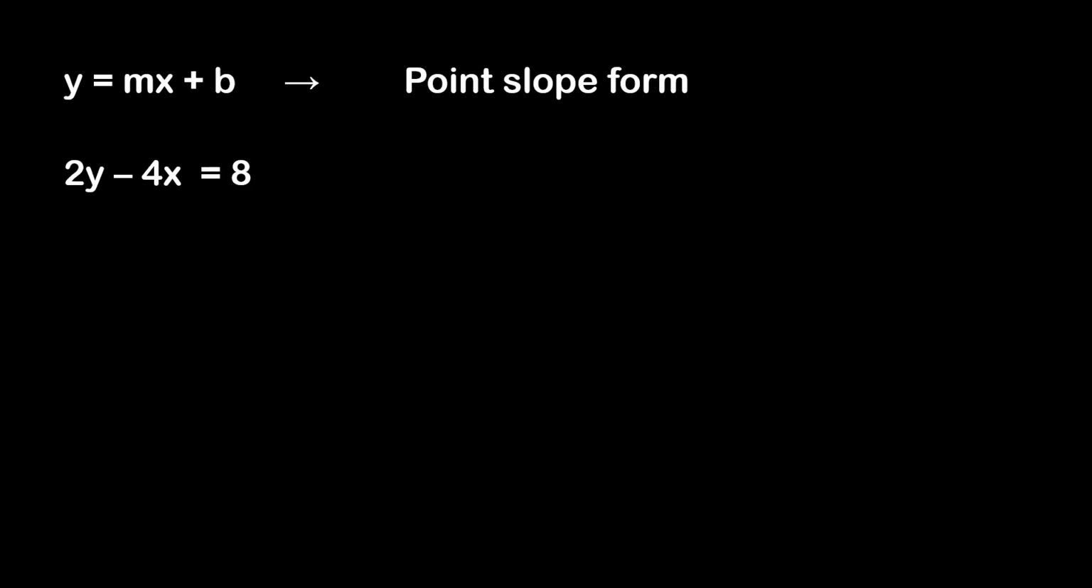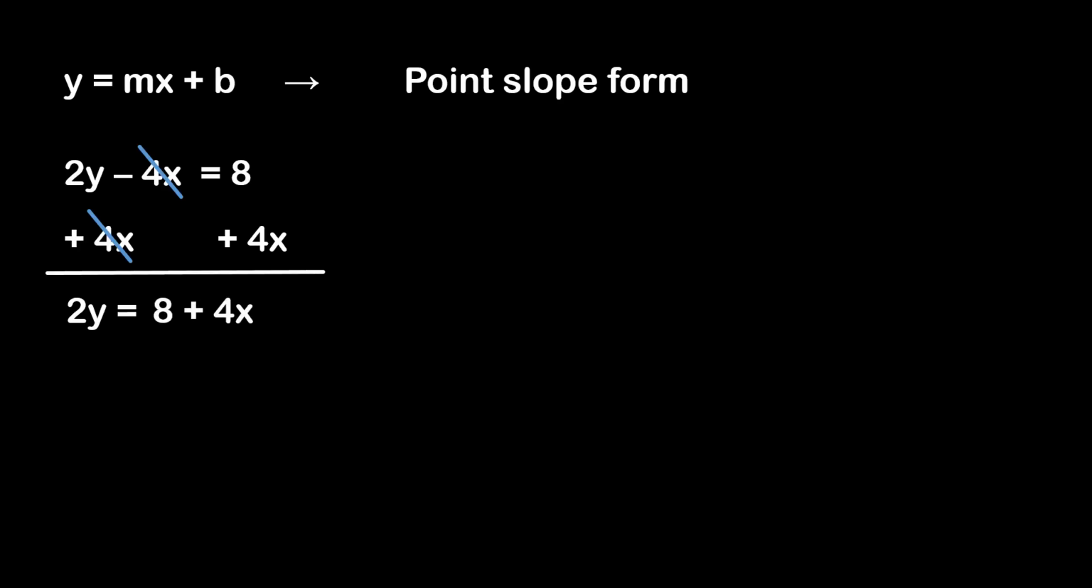If we want to solve for y, the first thing we would want to do is get rid of the 4x on the left-hand side of the equation. So we're going to add 4x to the left-hand side of the equation, and therefore we are going to add 4x to the right-hand side of the equation. So notice that the negative 4x and 4x will cancel out, and we'll have 2y is equal to 8 plus 4x. And then the last thing we'll want to do is get rid of the 2 next to the y, and therefore we are going to divide the left-hand side of the equation by 2 and divide the right-hand side of the equation by 2. Because whatever you do to the left-hand side of the equation, you do to the right-hand side of the equation.